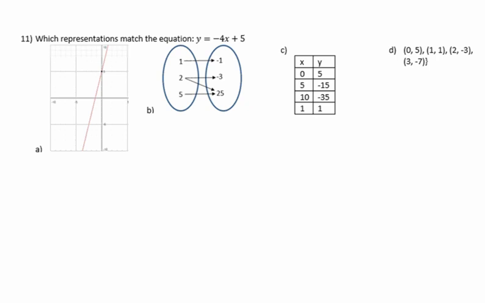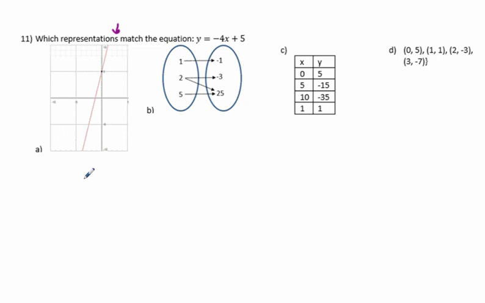The way that number 11 is worded, there could be more than one answer. It's a select all that apply type answer. Which representations, notice there's an S here, plural, match the equation y equals negative 4x plus 5. So we have to check each one.